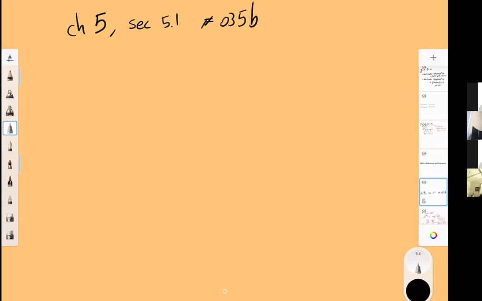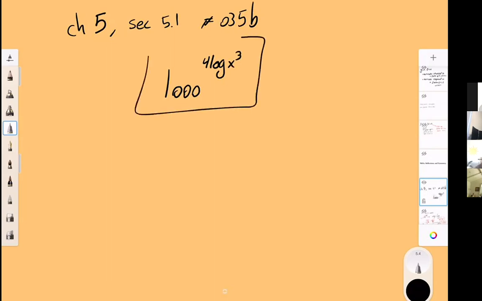Express the following in terms of x without log. So we have 1000 to exponent 4 log of x cubed. Looks strange, correct? This is very complex. But you have to go through your note sheet, what property of log we can use for this one.